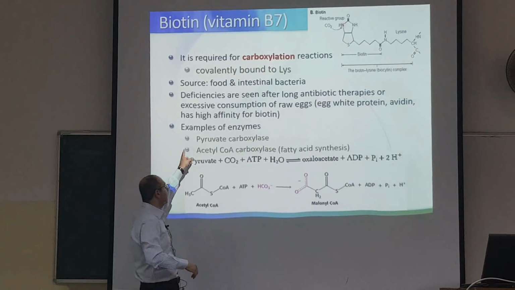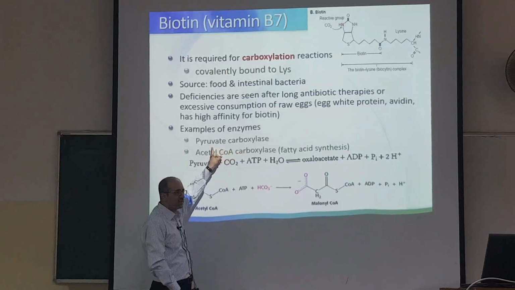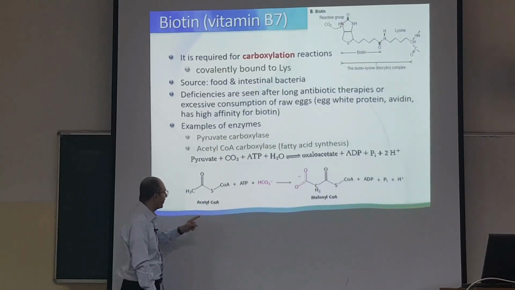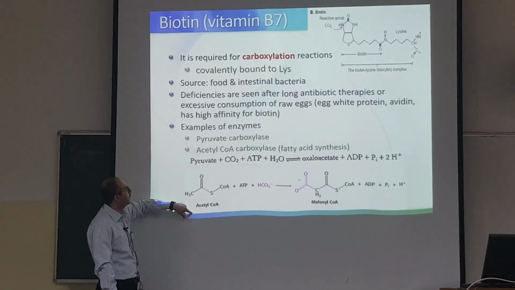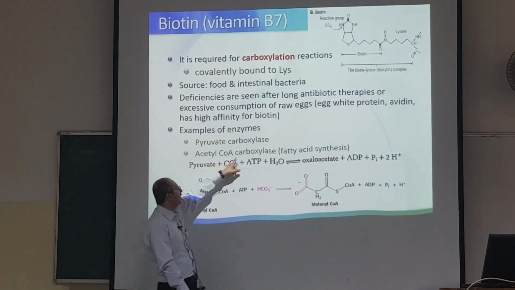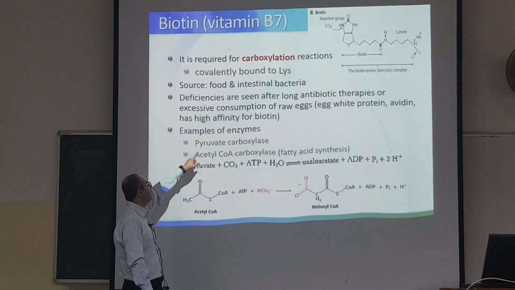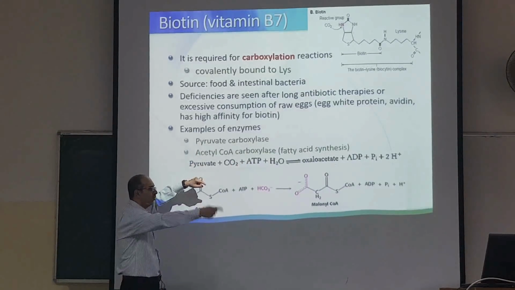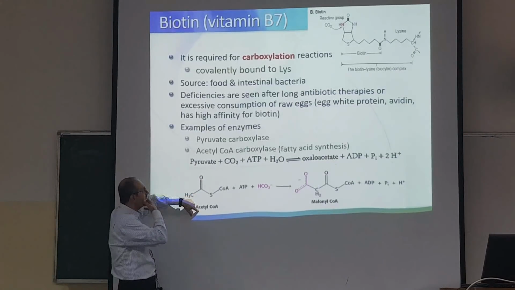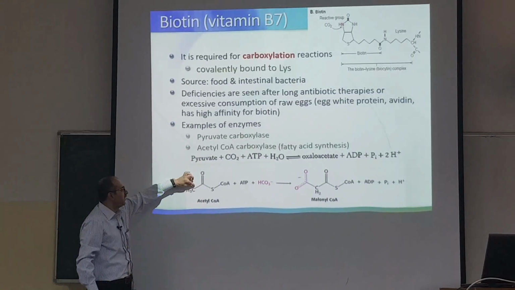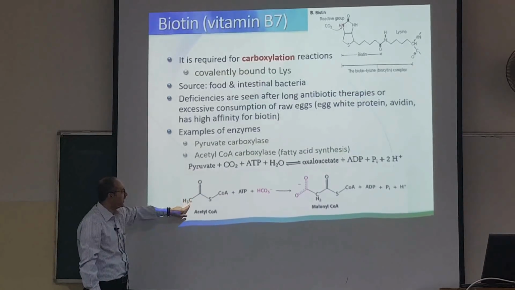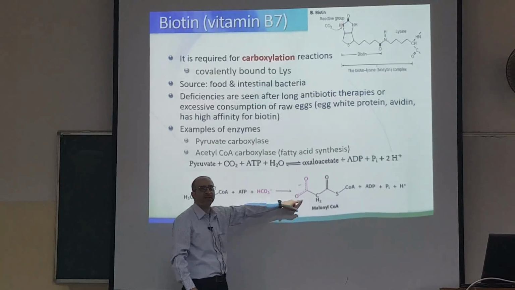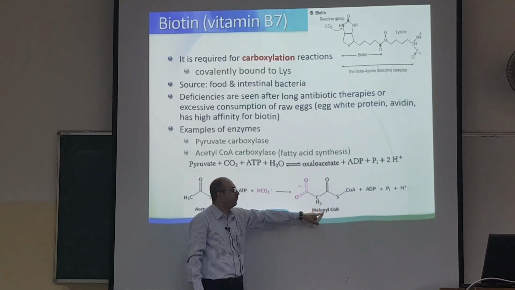Biotin is involved in this reaction, the reaction catalyzed by pyruvate carboxylase. Basically, that's the reaction in the acetyl-coenzyme A carboxylase. Pyruvate carboxylase receives oxaloacetate. Acetyl-coenzyme A carboxylase, the result of carboxylation, has a three-carbon small molecule.